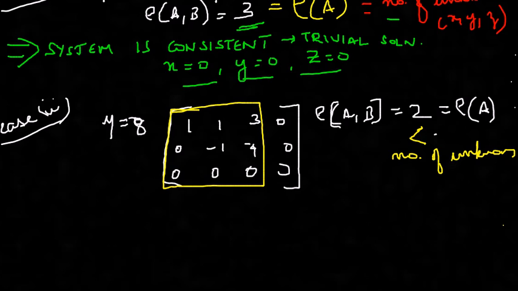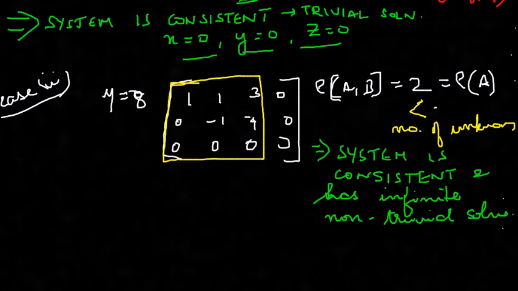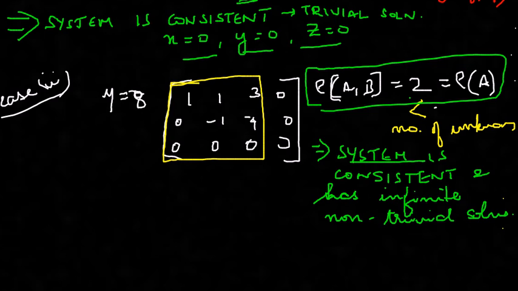So how do we find that? Let me repeat it again. Since the rank of A comma B is equal to the rank of A, which is 2, you can see the system is consistent because their ranks are equal. But because it is lesser than the number of unknowns, x, y, z, the system is consistent, however it has infinitely many non-trivial solutions, and these non-trivial solutions can also include the trivial solution x equal to 0, y equal to 0, z equal to 0.